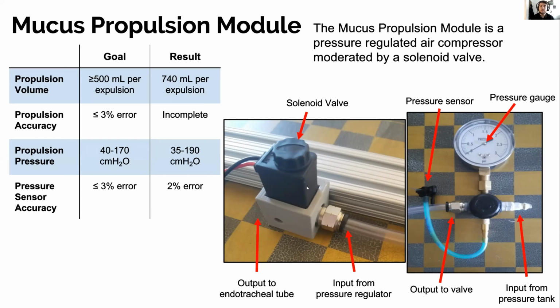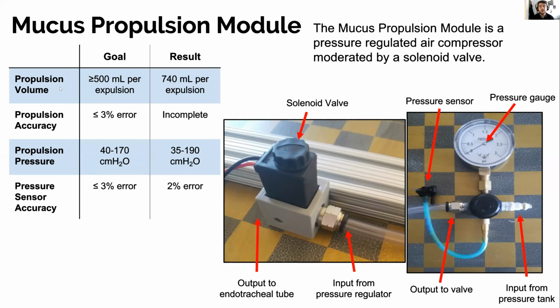The air output volume of the MPM is determined by the pressure settings at the regulator and the open time of the valve. This design consists of 1 custom 3D printed part and 9 off-the-shelf parts. The MPM has 4 system-specific requirements.